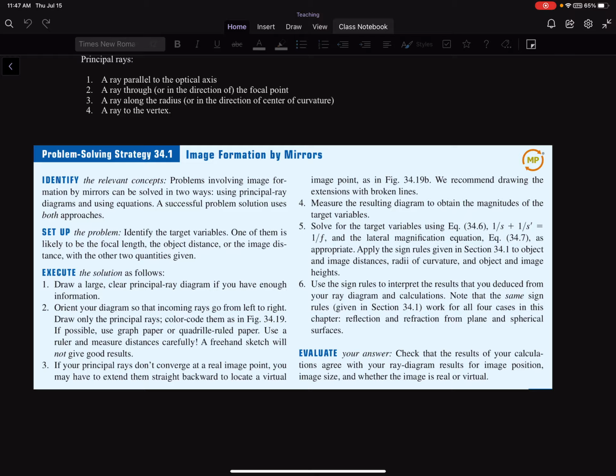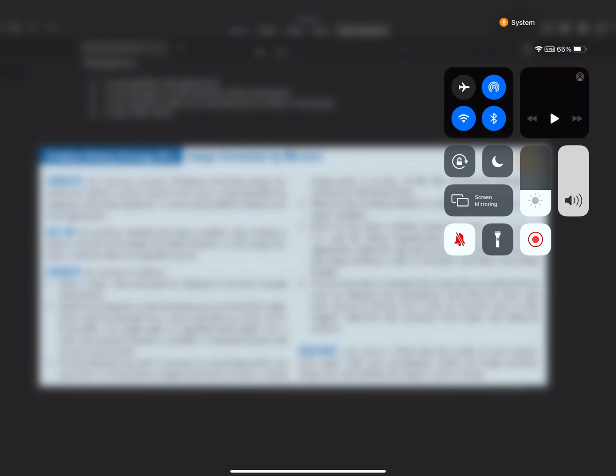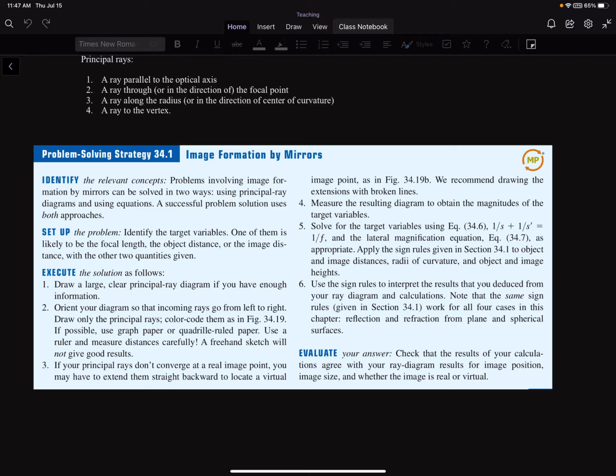All right, so that wraps it up for the day. This is a longer one. The next one is going to be also long because geometric optics is just like that.